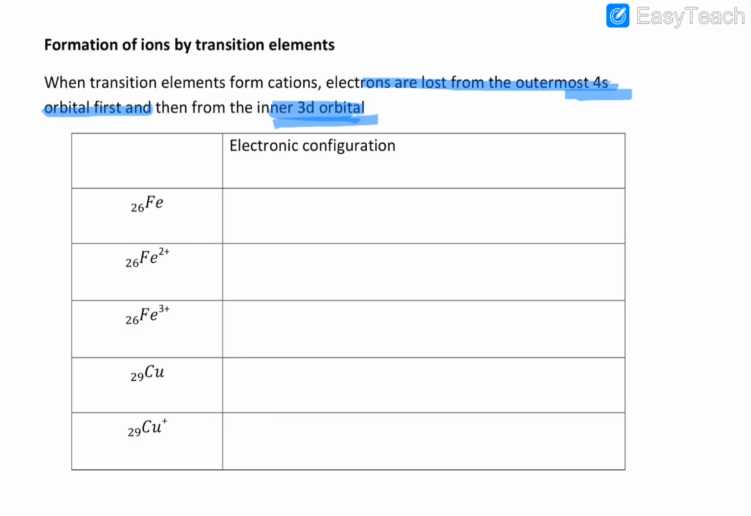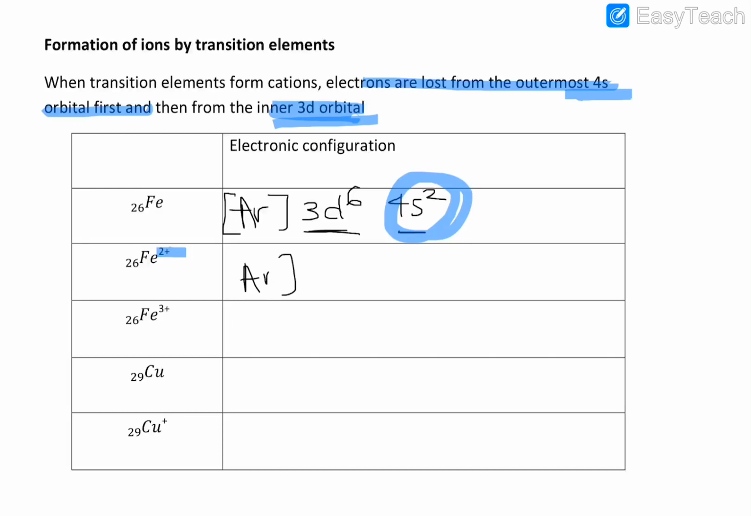So let's write for Fe. We fill in 4s first, then we fill in 3d. Now when we're removing electrons, for 2 electrons removed, we remove from the outermost 4s orbital. So we'll end up with Ar 3d6 for Fe2 plus. For Fe3 plus, we remove from the 4s and then from the 3d. So then it would be Ar 3d5, because we're removing 3 electrons.